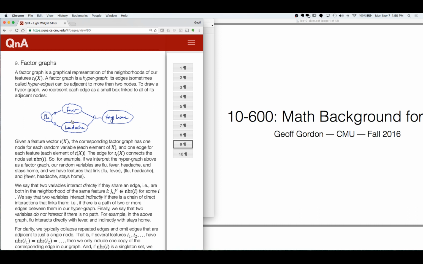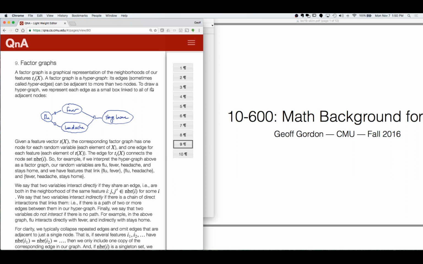Now, for the graphical structure, there could be a lot of features that depend on both flu and fever, and we'll only draw one of them. And that is for 2 reasons. Only drawing one of them doesn't change whether there's a path between nodes, and so we can still use the graph to determine these interactions. And the other is that the graph, of course, gets kind of busy if we draw 27 edges between the same pair of variables.